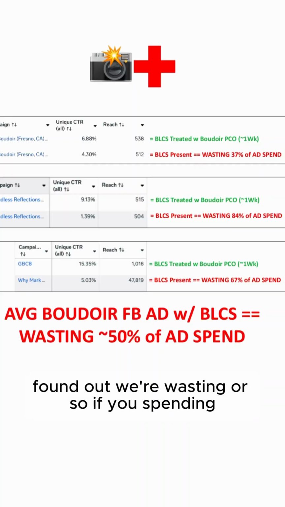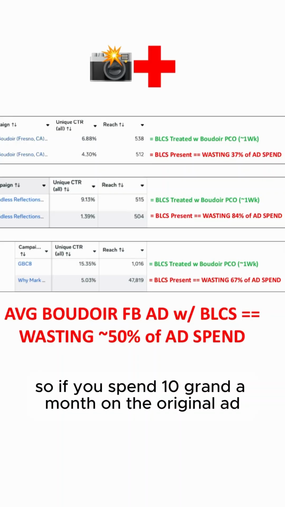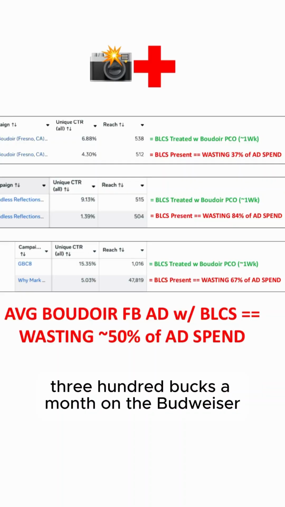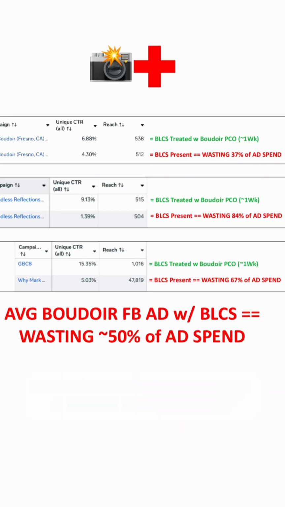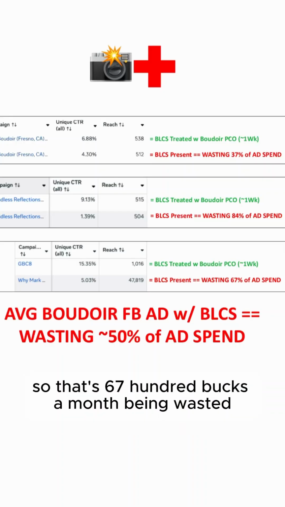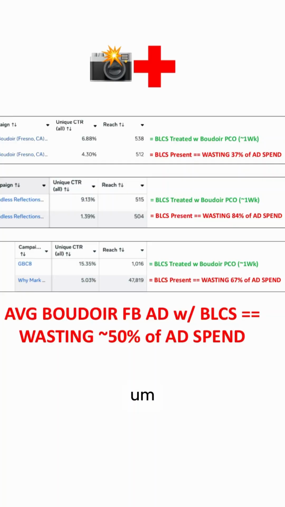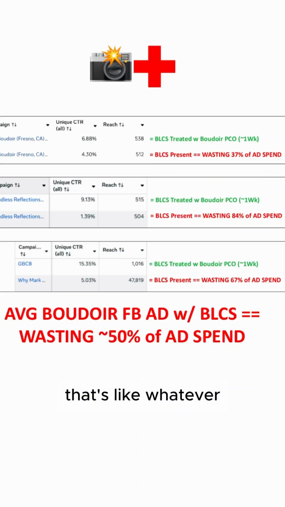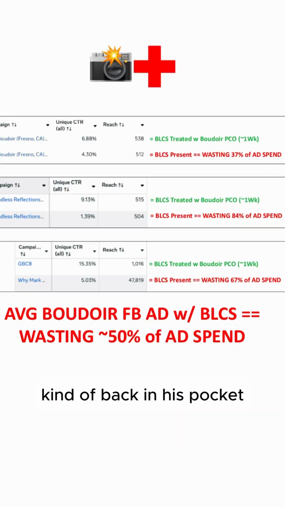So we found out he was wasting 67% of ad spend on that original ad. So if he's spending 10 grand a month on the original ad, now he only has to spend 3,300 bucks a month on the Boudoir Pico treated ad, and he gets it into the same number of women's brains in both scenarios. So that 6,700 bucks a month being wasted, he can pocket as profit, literally every single month. So it's like an 80K bonus over the next 12 months, kind of back in his pocket.